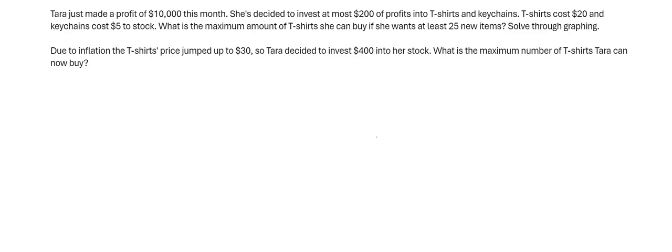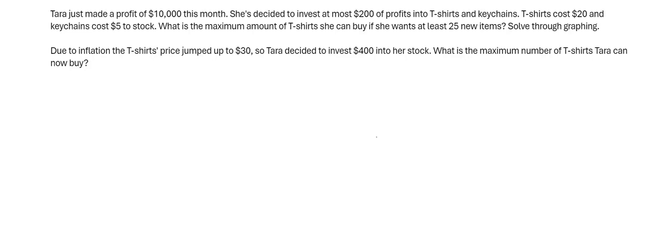Let's get started. Tara just made a profit of $10,000 this month. She's decided to invest at most $200 of profits into t-shirts and keychains. T-shirts cost $20 and keychains cost $5 to stock. What is the maximum amount of t-shirts she can buy if she wants at least 25 new items? Solve through graphing.